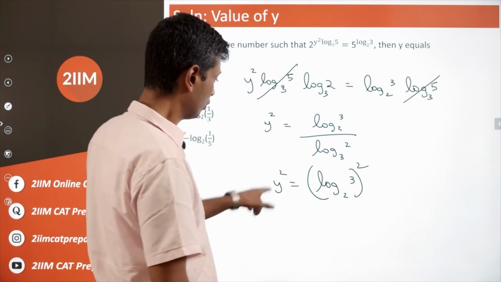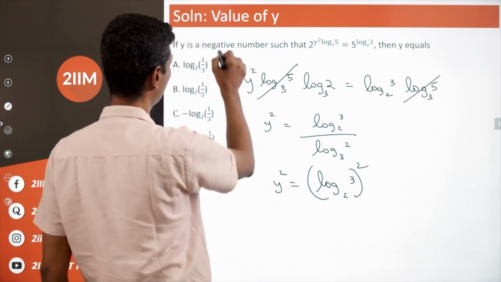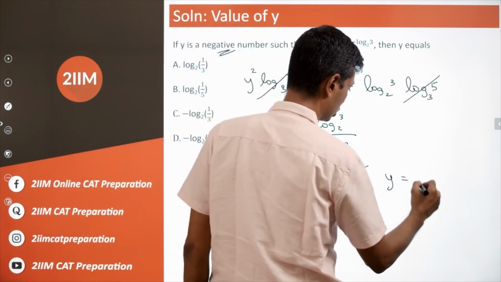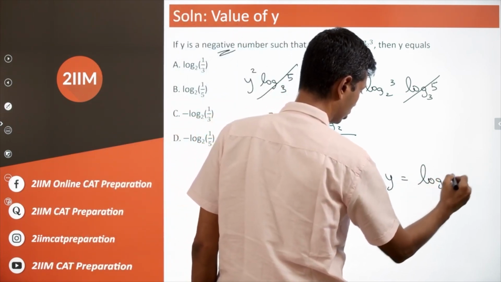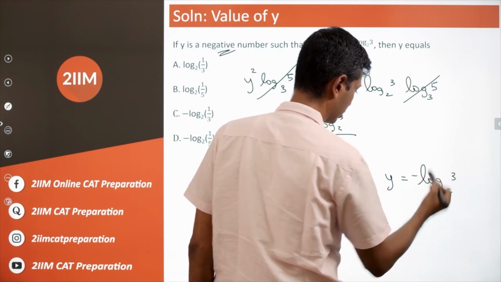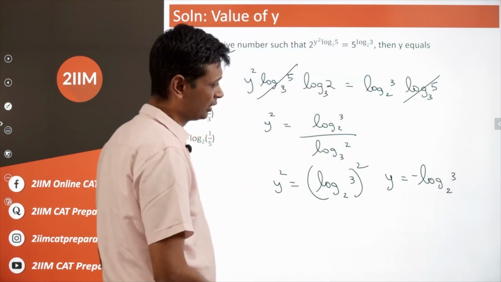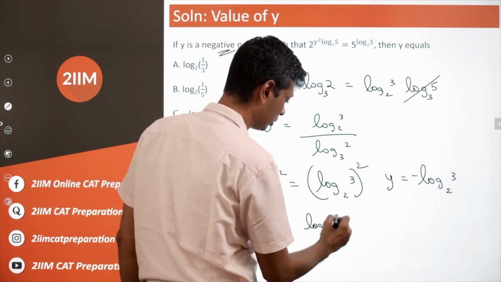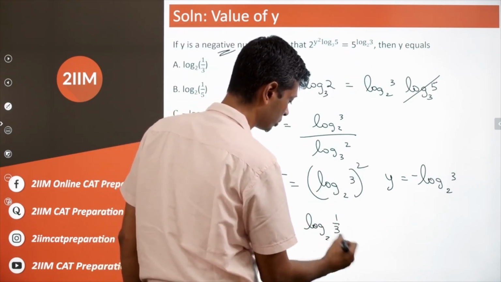But the problem here is we know y is negative. It's been given very clearly that y is negative. So y is not log 3 to the base 2. It is log 3 to the base 2 times minus 1. Minus of log 3 to the base 2. Log 3 to the base 2 and minus of log 3 to the base 2 is nothing but log 1 by 3 to the base 2.